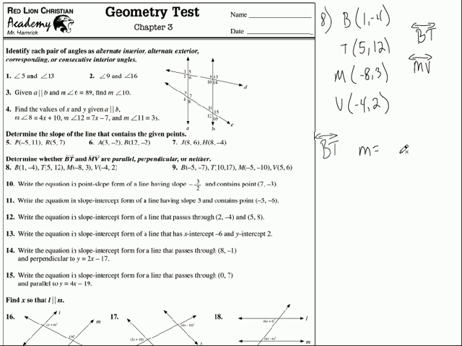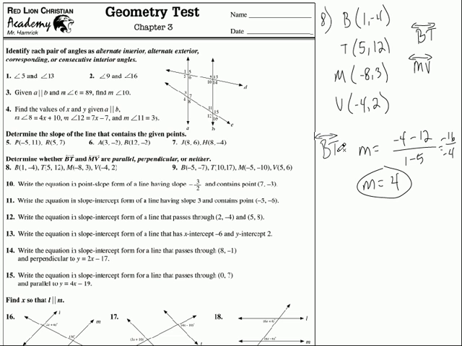So let's find it. Subtract the y's from each other. Negative 4 minus 12. Subtract the x's from each other. 1 minus 5. Negative 4 minus 12 is negative 16. 1 minus 5 is negative 4. What's negative over negative? So what's the slope of line BT? Positive 4. Okay, so that's the slope of line BT.